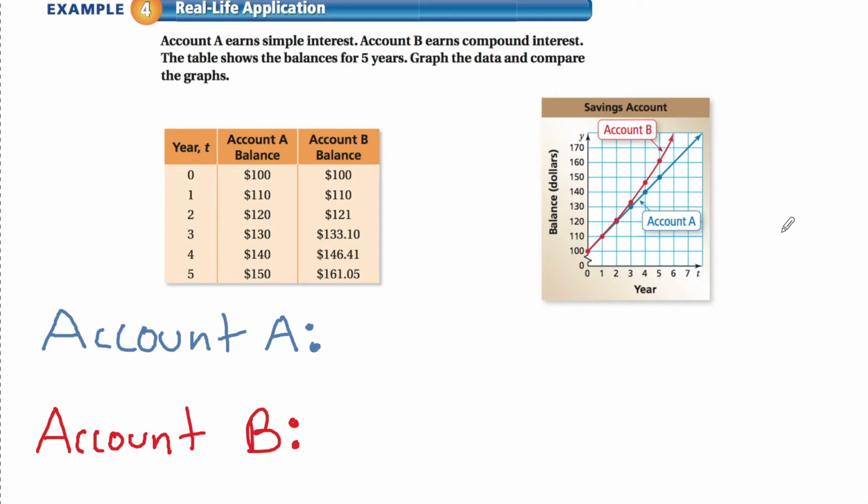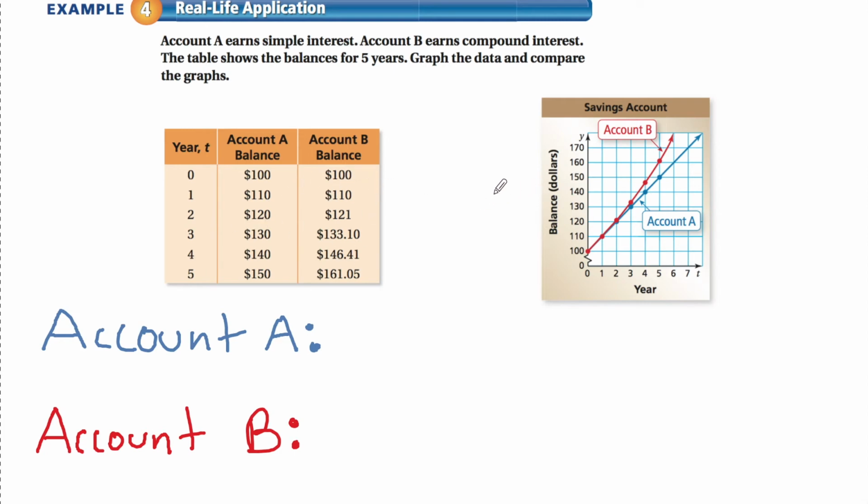So example 4 is our real-life application. Account A earns simple interest and account B earns compound interest. The table below shows the balance for 5 years. Graph the data and compare the graphs. Well, they gave us this table over here, and they tell us that at 1 year account A is $100 and account B is $100. After 1 year, account A is at 110 and account B is at 110. After 2 years, account A is at 120 and account B is at $121, 3 years, and so on. So this is how we read that table.